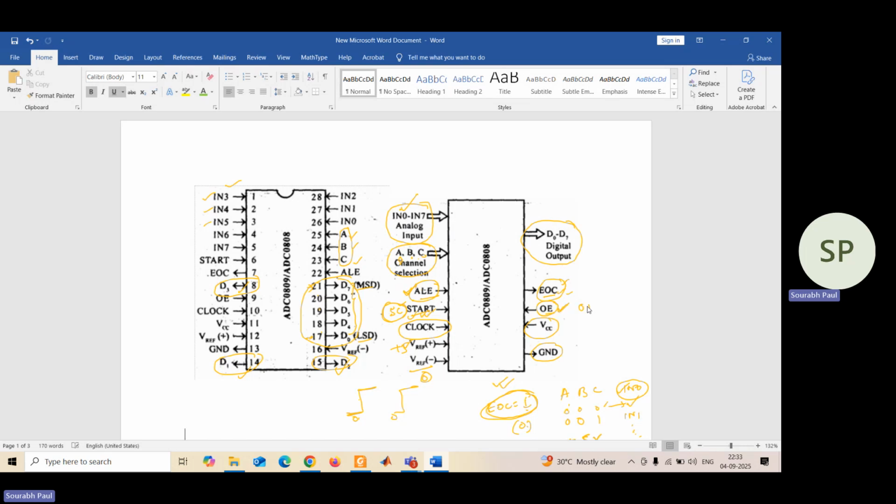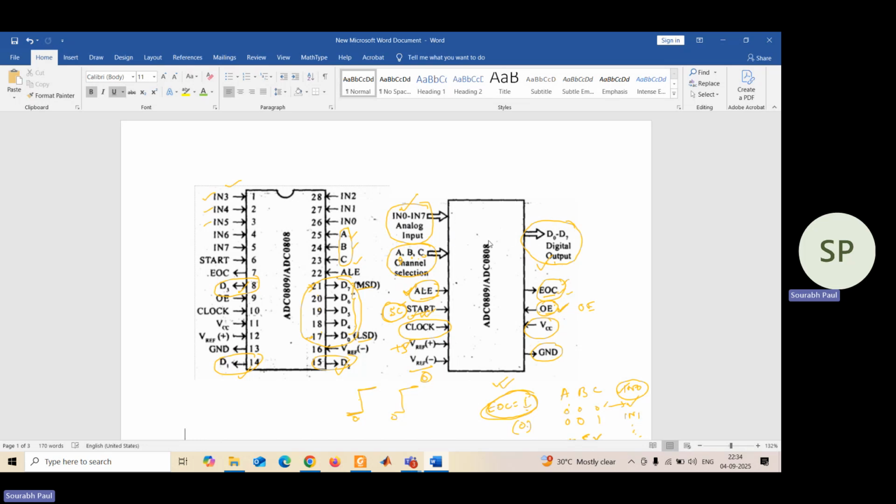This next one, OE. OE stands for output enable. So what it is doing, you have to give an appropriate value to OE so that whatever converted value you have got, that can be taken to the controller. Okay. So you have to give an appropriate signal to the OE line so that whatever digital value you got in your analog to digital converter, that value can be taken to the 8051.